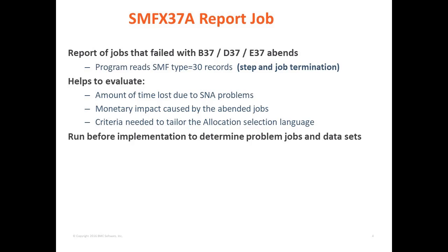The SMFX37A job that is found in the BBSAMP library is used to report on jobs that failed with an X37 abend or space not available condition. It reads the SMF Type 30 records. This job is useful to help determine the types of rules that will be implemented and datasets to include in the allocation functions. You should execute this job before implementing SRM allocation, and then execute it again on a regular basis to check the system for any conditions missed in the original analysis.